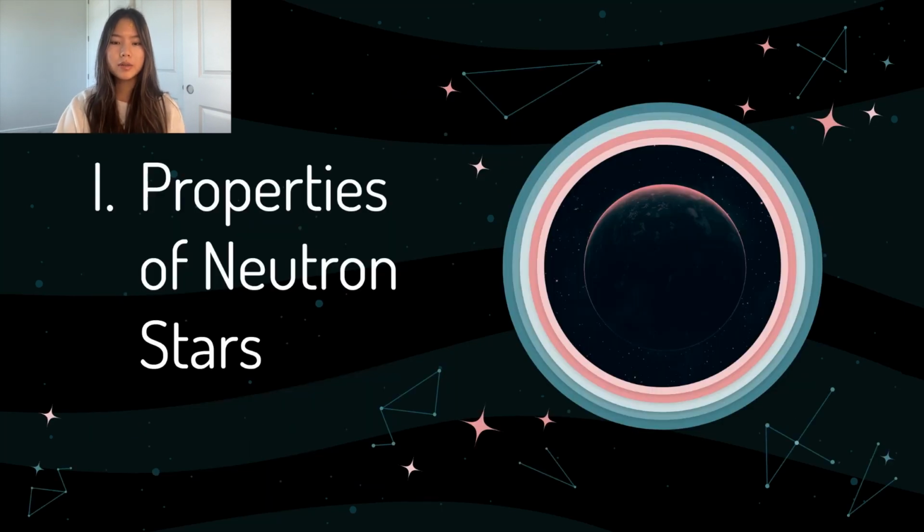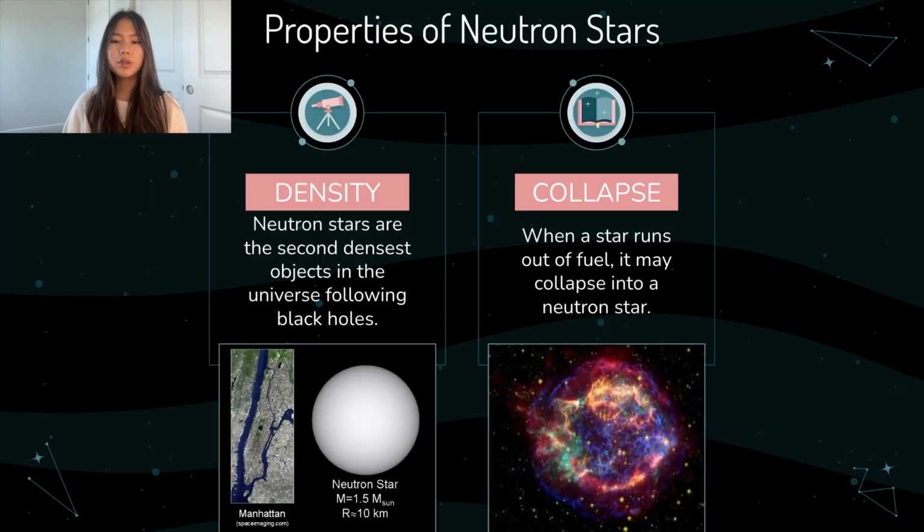First, let's talk about some properties of neutron stars. Neutron stars are the second densest objects in the universe, following black holes, but they're the smallest and densest stars known to exist within the universe. Generally, they're around 20 kilometers in diameter and hold a mass of around 3 solar masses, which is like 3 of our suns from the solar system. As a visualization of their density, a teaspoon of a neutron star can hold up to 10 million tons, which is a lot.